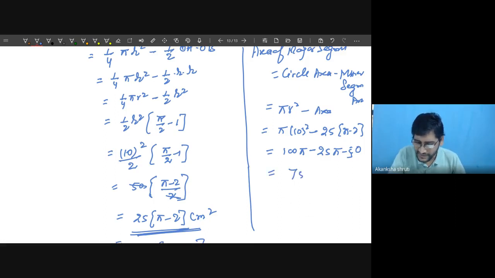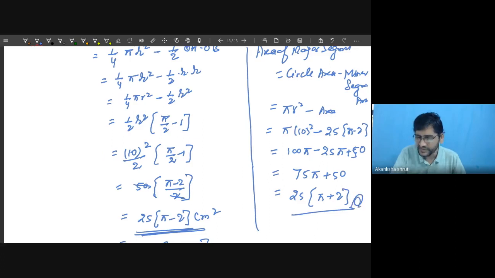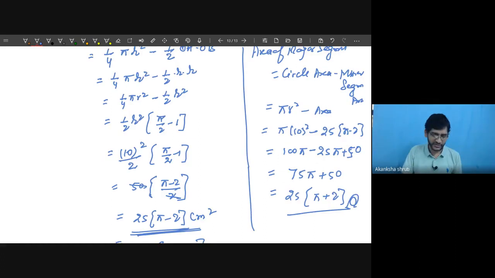So it is 75 pi, minus and minus becomes plus at the end. 25 into 2 is plus 50. So plus 50. You can keep it, or even you may take the 25 outside, plus 2. This one is the answer. This way the questions are very easy.